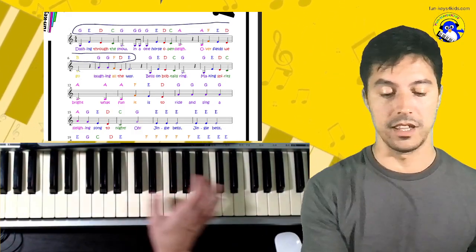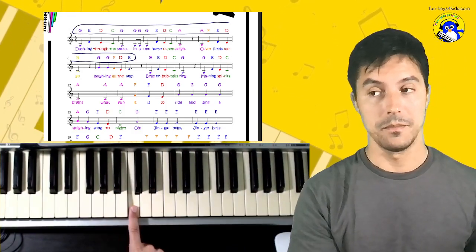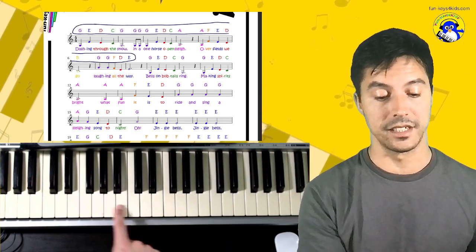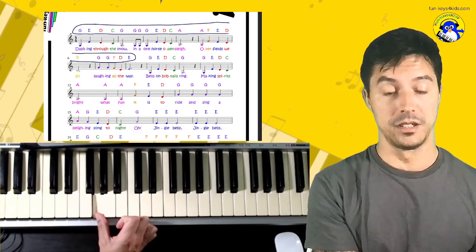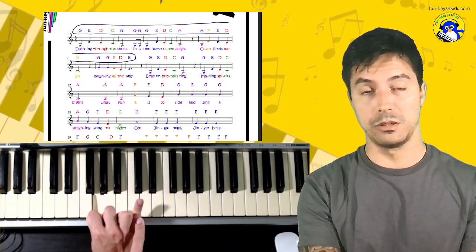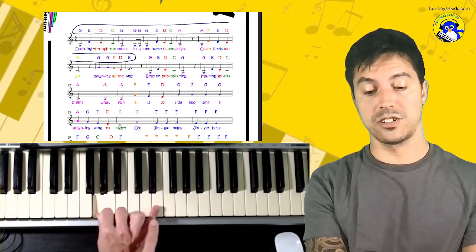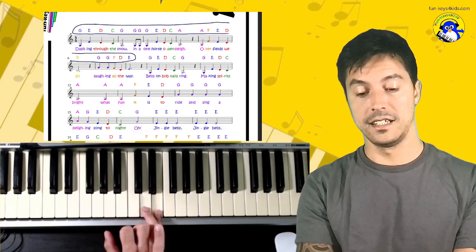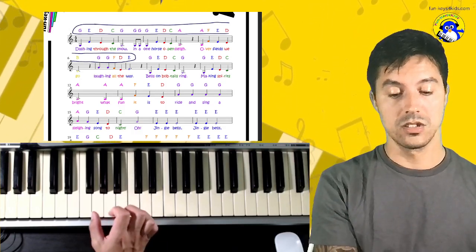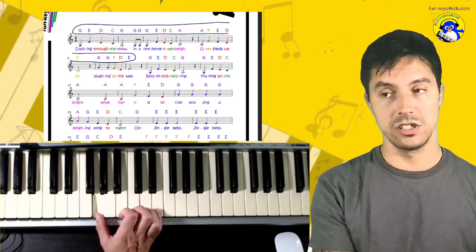We played it with our thumb. It's not middle G. It's the G that's below middle C. This one, and we play it with the thumb. We play that G with the thumb, then we stretch. The next note will be E, right? So we stretch to that E. E, D, C, G again. So G, E, D, C, G.